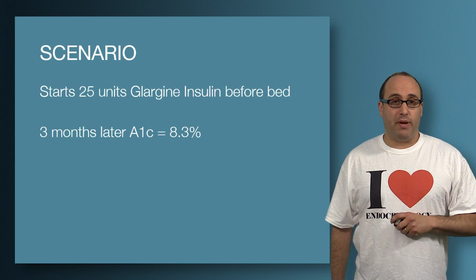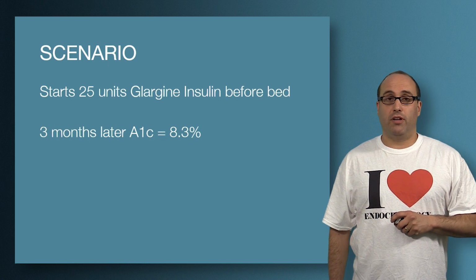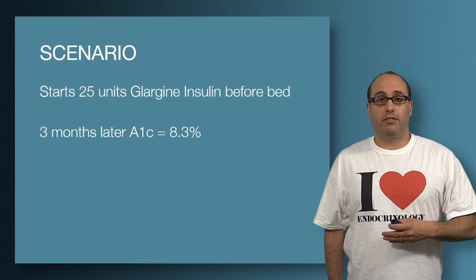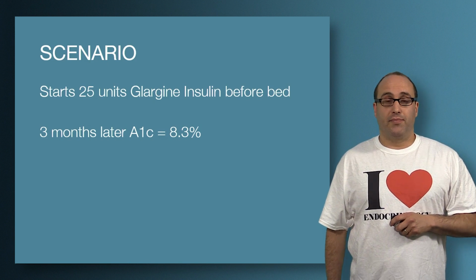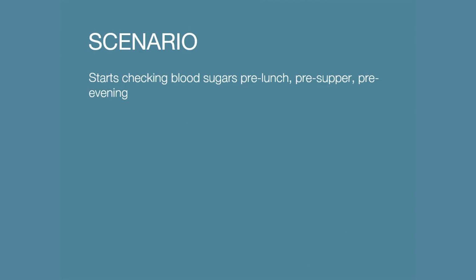3 months later she comes back and her hemoglobin A1C has fallen to 8.3%, and I'll tell you that we generally like A1C to be 7% or less. So 8.3% is good, but it could be better. And so we ask her to start checking her blood sugars before lunch, before supper, and before bed.